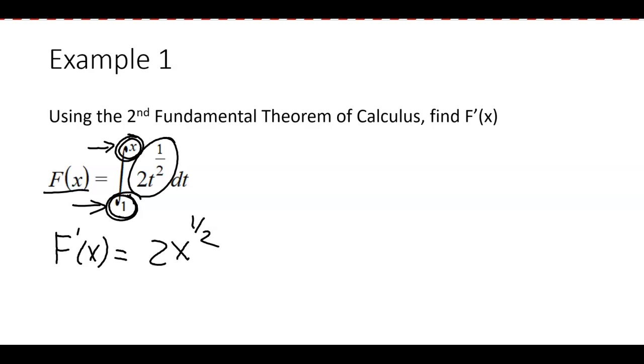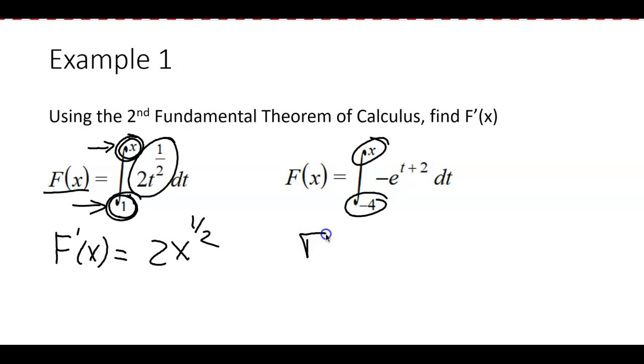Let's do another one. So, do I have just an x up here? And just a constant here? So what's my derivative? Negative e to the x plus. Yep, same thing as we have here, but just with an x instead. Okay? Weird? There it is.